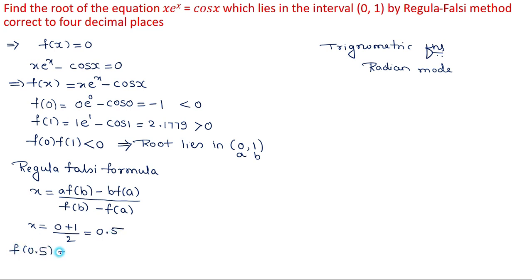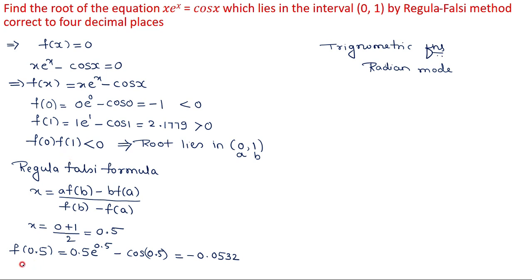So f of 0.5 is 0.5 e raised to 0.5 minus cos of 0.5. If you calculate in the radian mode, it is 0.0532. Again compare f of 0 and f of 0.5. They are both negative. So that means the root lies between 0.5 and 1. We can continue by taking a equal to 0.5 and b equal to 1.